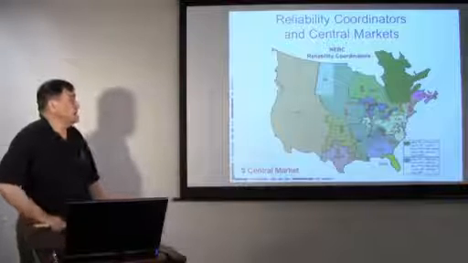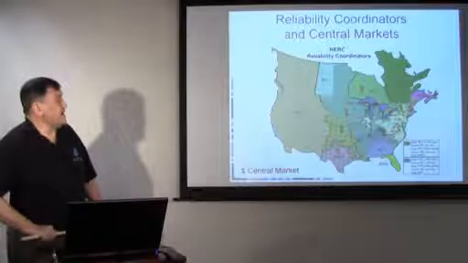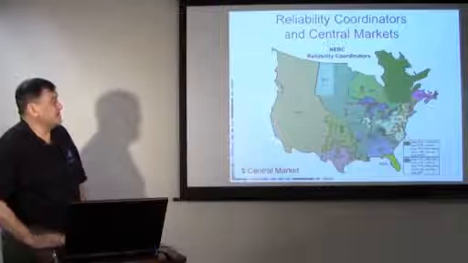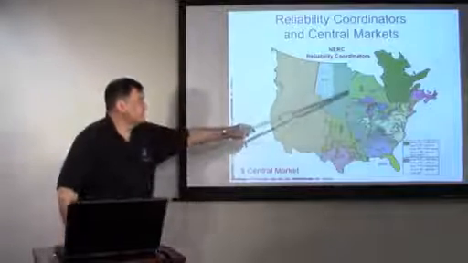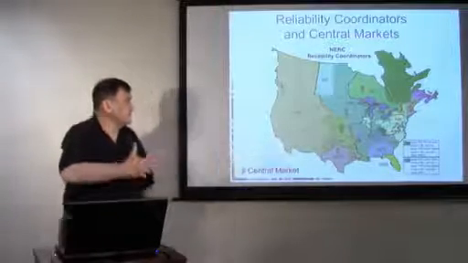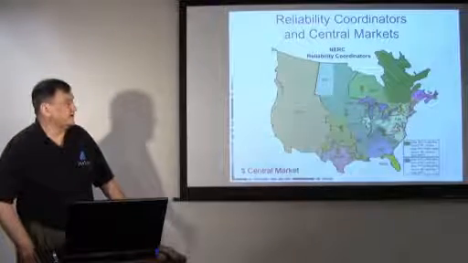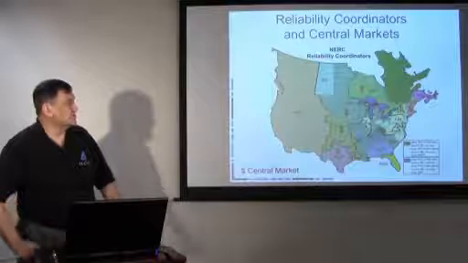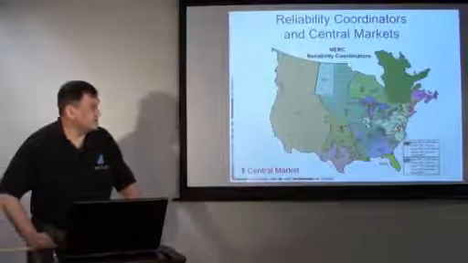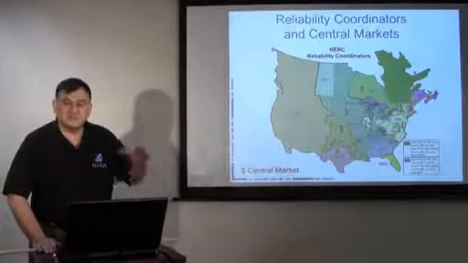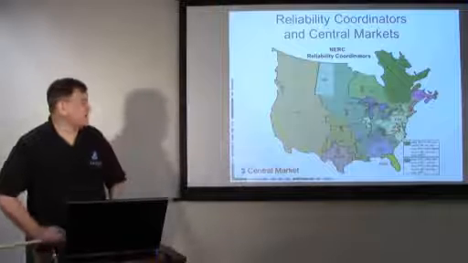Now, I think we have 8 out of the reliability coordinators actually running central markets. When they run a central market, there's an extreme amount of funding available to run these applications, and so that becomes a natural function to run the reliability in addition to the central market.